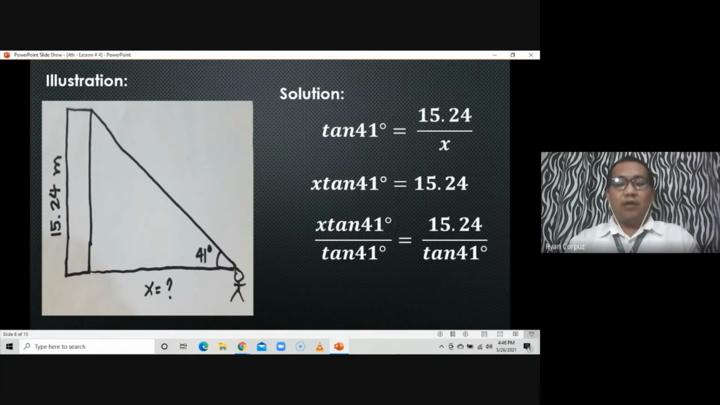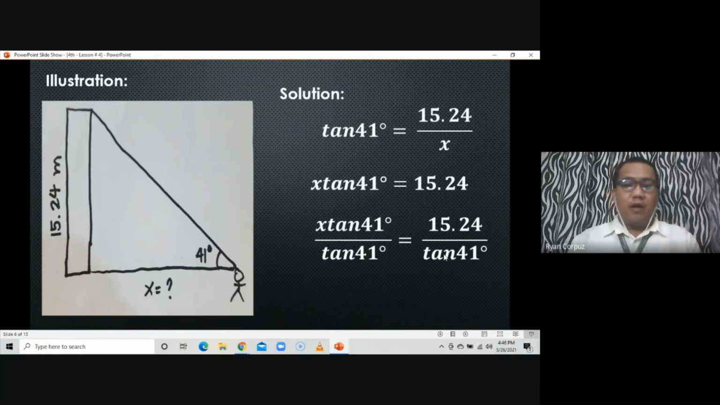So other calculators, meron diyang fraction form. So una, pindutin yung fraction form. Then ilagay sa taas, 15.24. Ilagay sa baba ay tangent 41 degrees. Then press equals. Well, sa mga wala naman, medyo hindi latest yung scientific calculator.